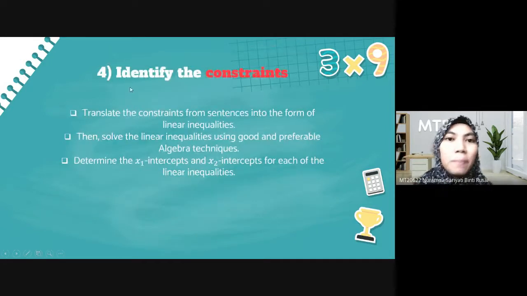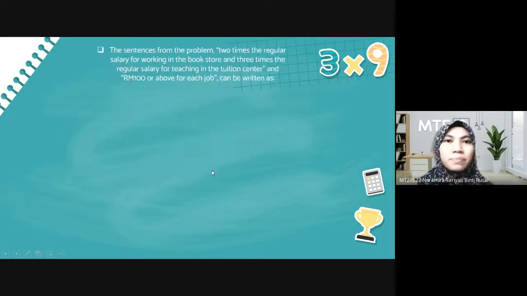And then we identify the constraints. We translate all the constraints from sentences into the form of linear inequalities. And then we solve the linear inequalities, determining the x1 intercepts and x2 intercepts.